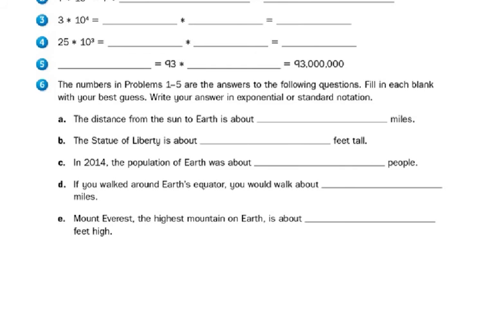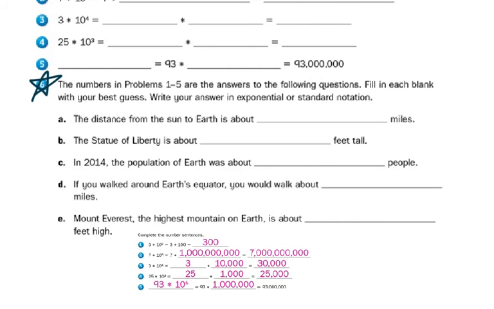Let's move down that page. Number 3 we've already done, so we're going to skip down all the way to number 6. Mine was just on the previous page. The numbers in problems 1 through 5 are the answers to the following questions. Fill in the blank with your best guess. Write it in exponential notation. So, I've inserted the answers from numbers 1 through 5. You can see it, but it is here as well.